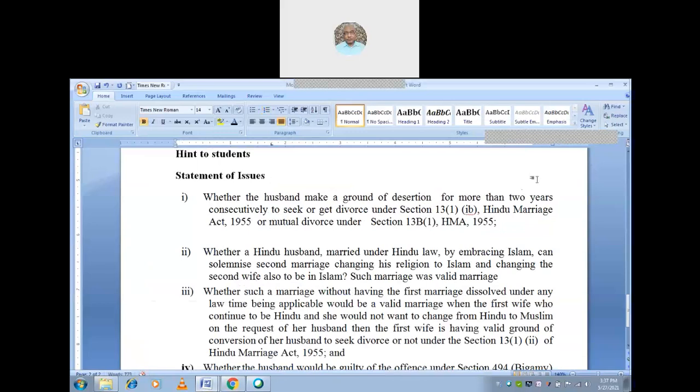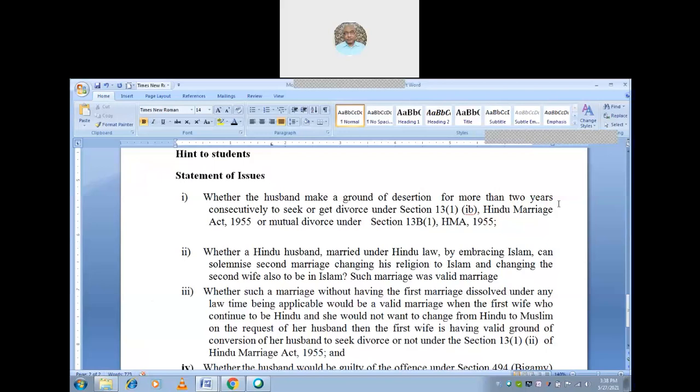The ground for desertion for more than 2 years. So that 2 years means if in the middle there is a BBC, body to body contact, a sexual intercourse, after 3 months, or after 6 months, or 1 year, then we cannot say it is more than 2 years. They say consecutive 2 years means continuous desertion for 2 years.